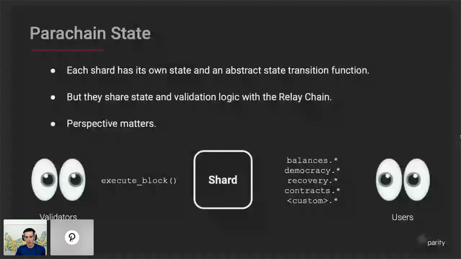And so if you're on the relay chain and you're looking at all these shards, you actually just see a bunch of execute block functions. And behind the execute block is totally abstract logic. It's just like a blob block validation function, but they all look the same. And so when you talk about homogeneous versus heterogeneous, it just depends how you're looking at these shards.